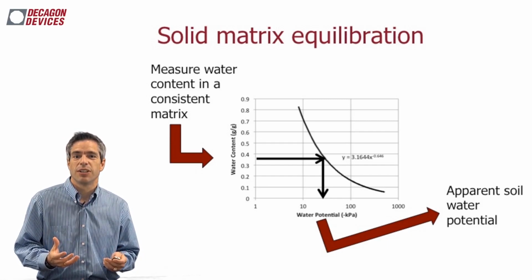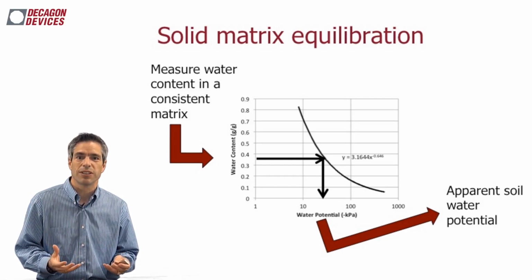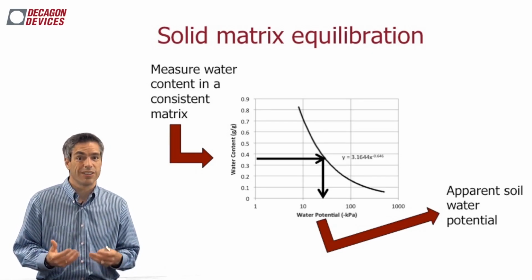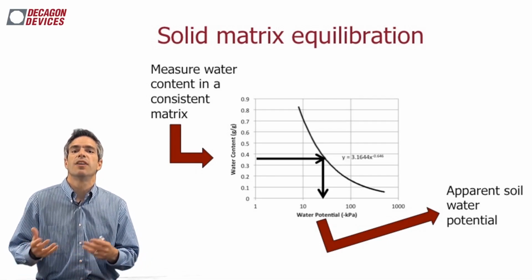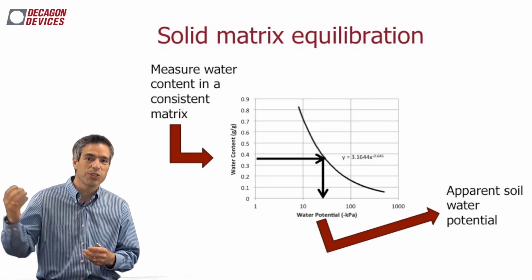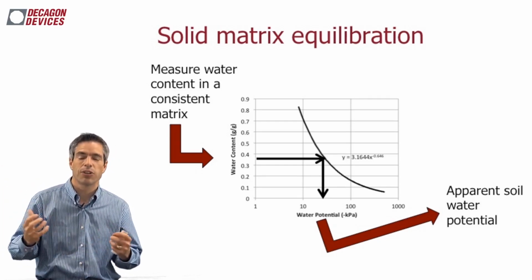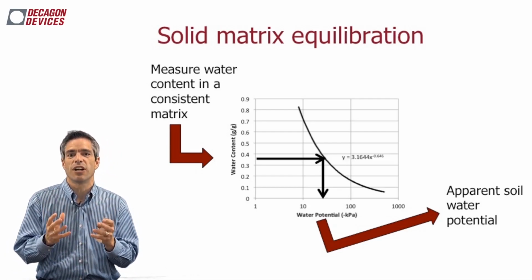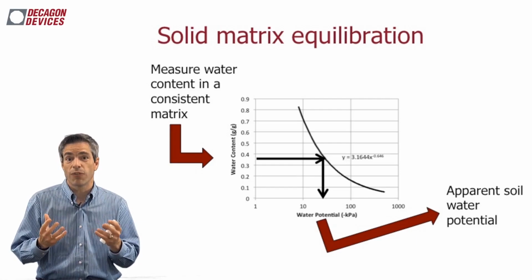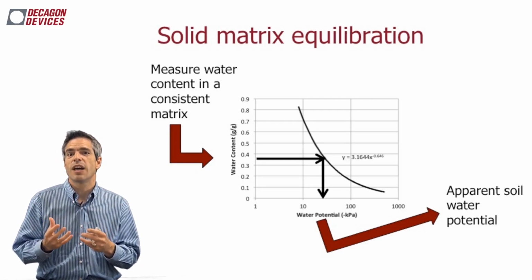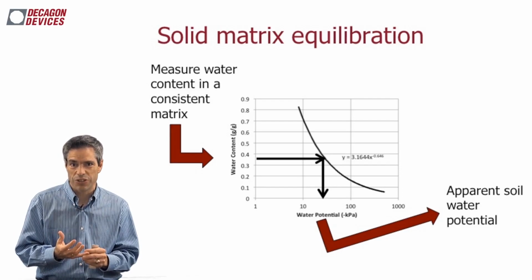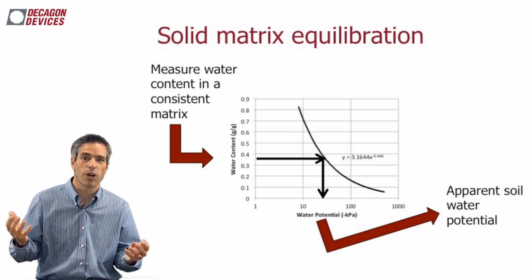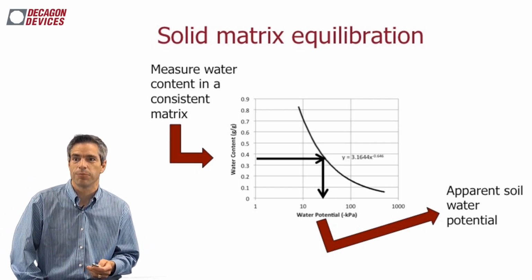All of these sensors don't actually measure water potential directly. They measure something that they can measure very well, and it happens to be water content. That's a pretty easy measurement to make. And they infer water potential from that measurement. So we start up at the top of our slide with measuring water content. And we do this in a matrix that does not change. As Doug told you in the first seminar, anytime a matrix changes, then we have a different relationship between the water potential and the water content. So we need to keep that matrix the same.